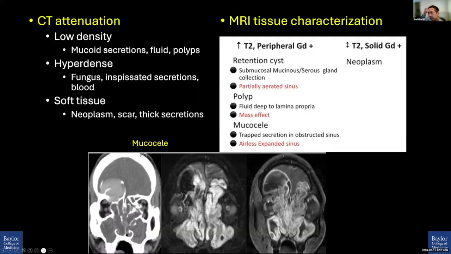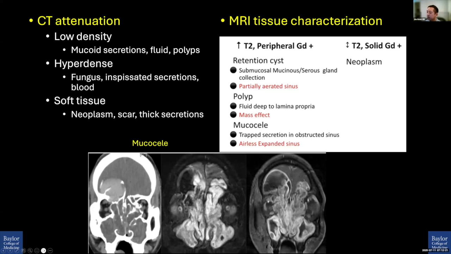CT attenuation can also be helpful. So low density attenuation is going to be mucoid secretions, fluids, or polyps. If you see hyperdense contents, then you think about fungus or inspissated secretions or blood in trauma. And then a soft tissue attenuation, that's when you think of neoplasm, scar, or thick secretions. In terms of MRI tissue characterization, retention cysts, polyps, and mucoceles are going to have increased T2 signal with that peripheral enhancement, versus when we start to see solid enhancement, we think of neoplastic processes, and they can have variable T2 signal intensity.